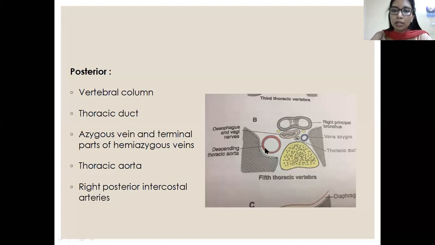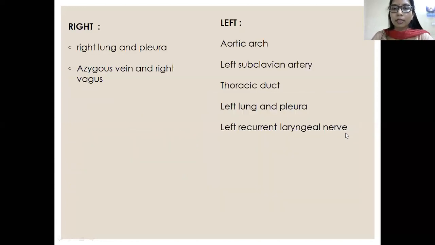So this is your descending aorta. It comes from the prolongation of the arch of the aorta. This will be your left vagus. Okay, so these are the relations.